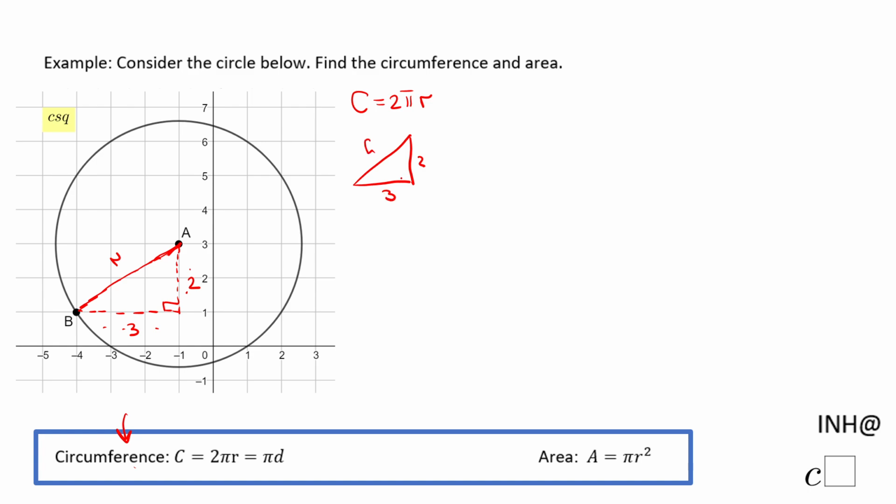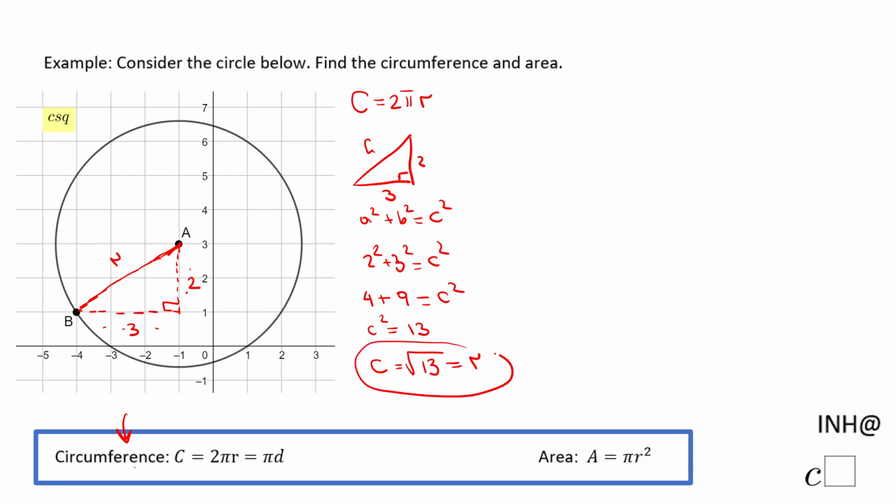So I'm going to call this c, and I'm going to use the Pythagorean theorem, a squared plus b squared equals c squared. So in this case we have 2 squared plus 3 squared equals c squared, and that will be 4 plus 9, right? 2 squared is 4, 3 squared is 9, equals c squared, or c squared equals 13, and that means c is nothing else than square root of 13. But remember, this c in this case is the radius r of the circle.